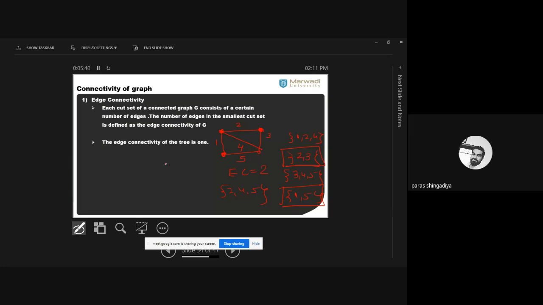Okay, now here one result is given, for a 1 mark MCQ or 1 mark short questions: what is the edge connectivity of any tree? ठीक है, that is equal to 1 only. Edge connectivity of any tree is equal to 1. Clear? Why is it only 1? क्योंकि आपको एक ही एज डिलीट करनी है ग्राफ में से, and which makes the graph disconnected. ठीक है, tree means a connected graph without any cycle.